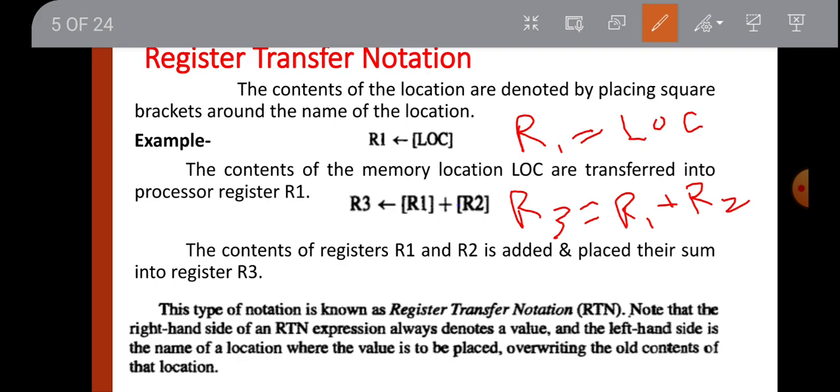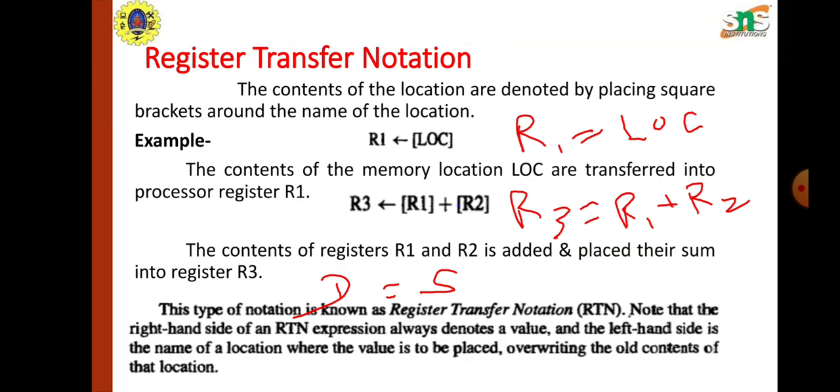In register transfer notation, the right hand side of the expression always denotes the value, and the left hand side is the name of the location where the value is placed or the contents are to be overwritten. That is, the right hand side is the source and the left hand side is the destination, which has to be overwritten, where the operation is performed and the values are stored. This is the representation of register transfer notation.